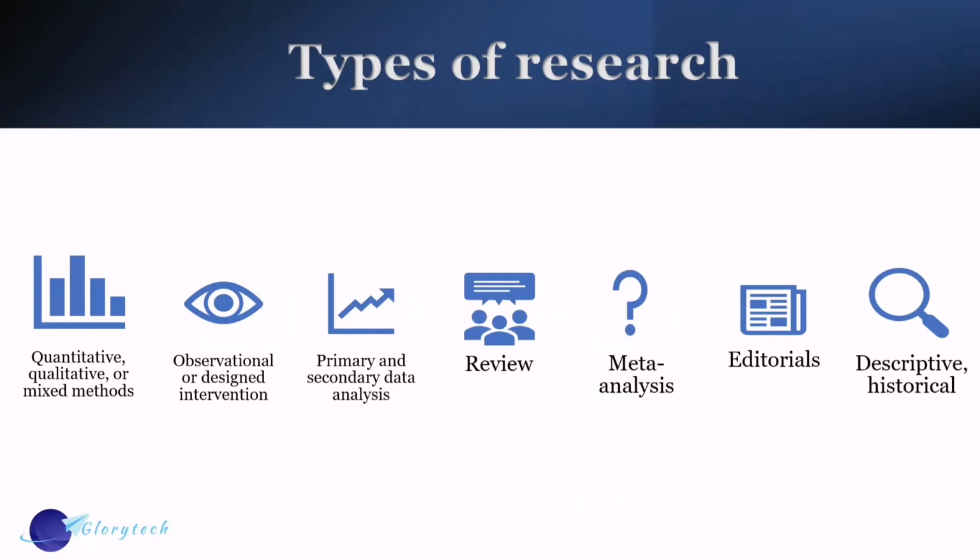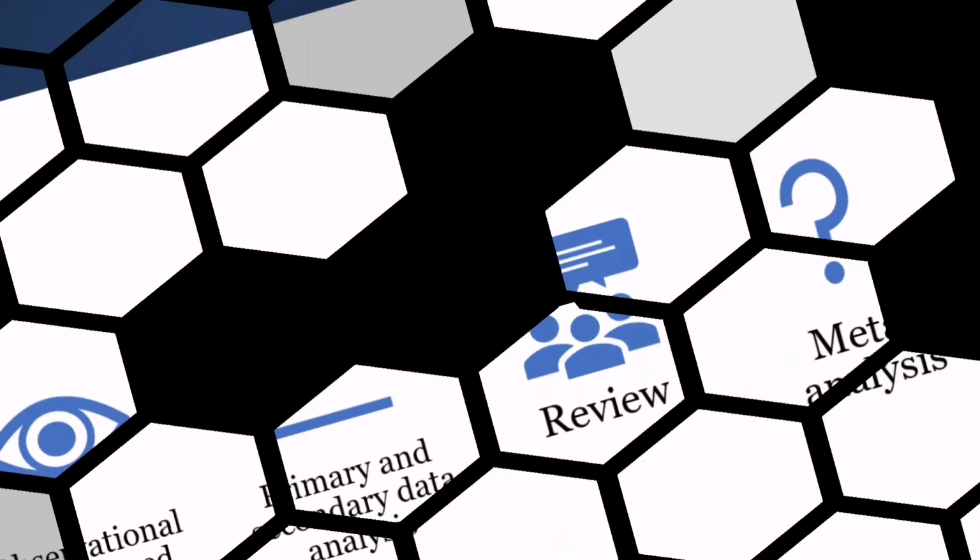What are some types of research? Quantitative, qualitative, or mixed methods, observational or designed intervention, primary and secondary data analysis, review, meta-analysis, editorials, and descriptive historical research. We will go through each one of them in the following slides.